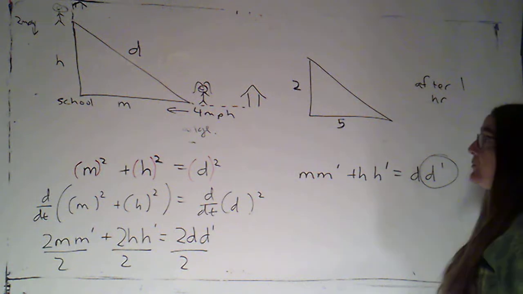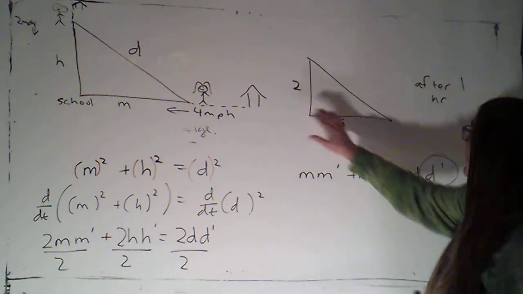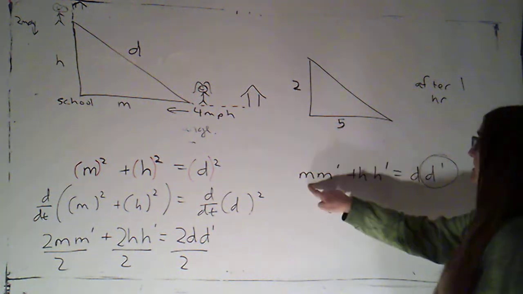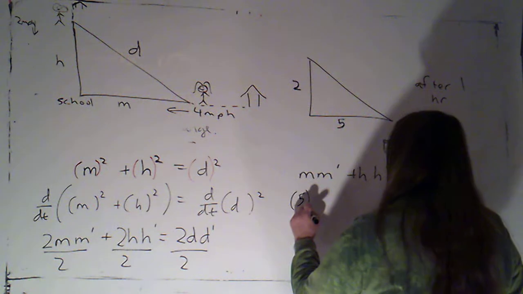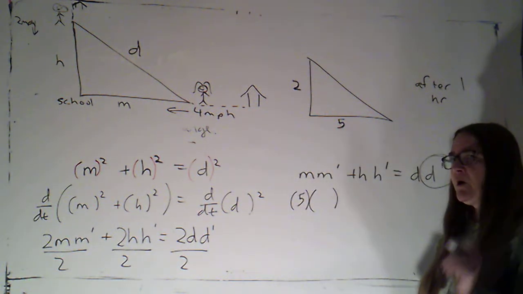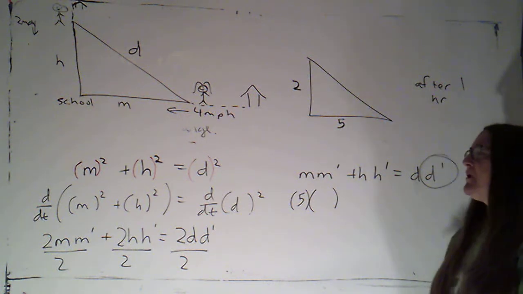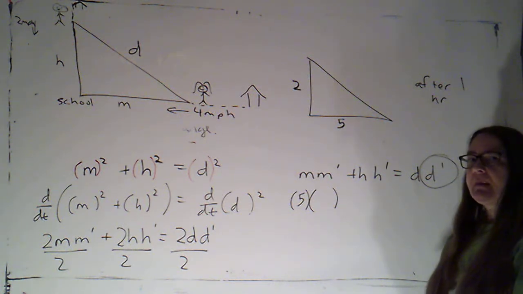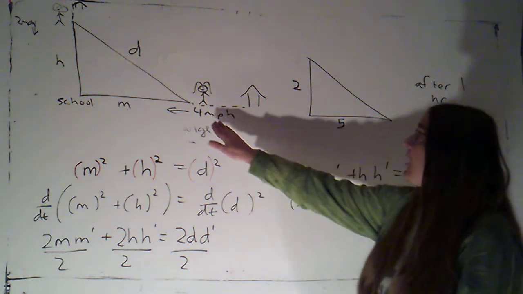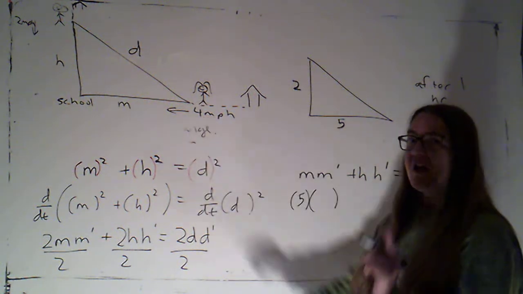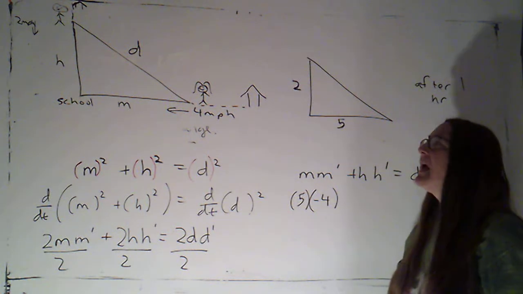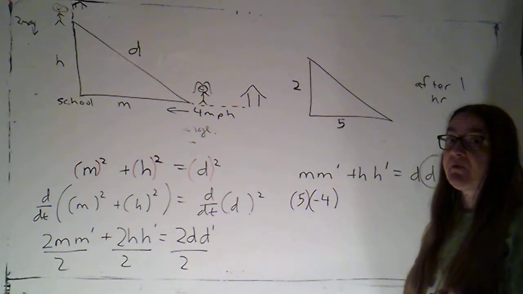Okay. So we're 1 hour later. We've already calculated what m and h are. So m is Maude's distance from school. That was 5. Now m prime. Take a moment. See if you know what m prime is. I'm guessing a lot of you said 4 because Maude is walking at 4 miles an hour. But m prime is -4.